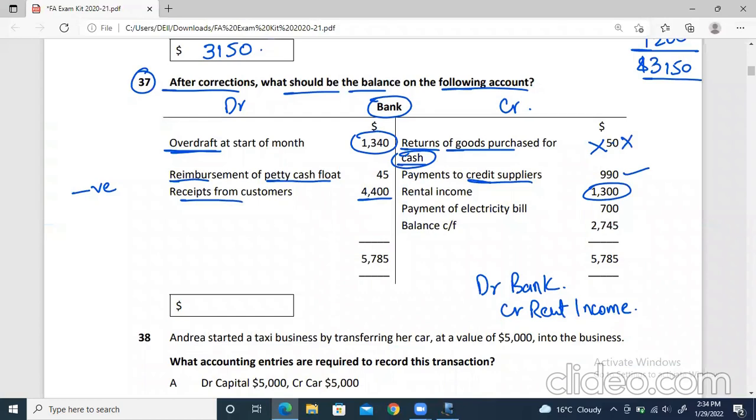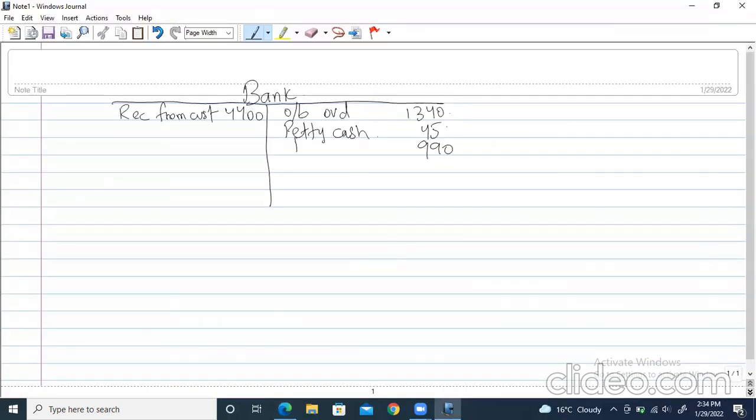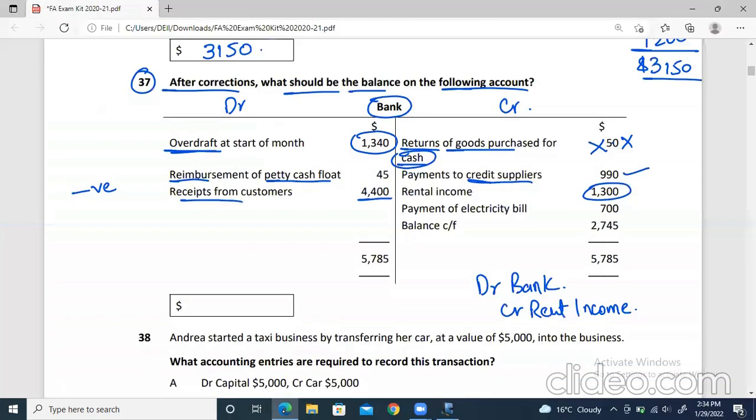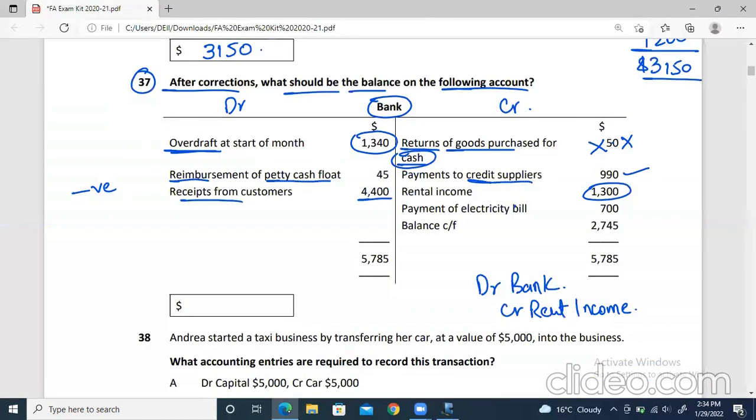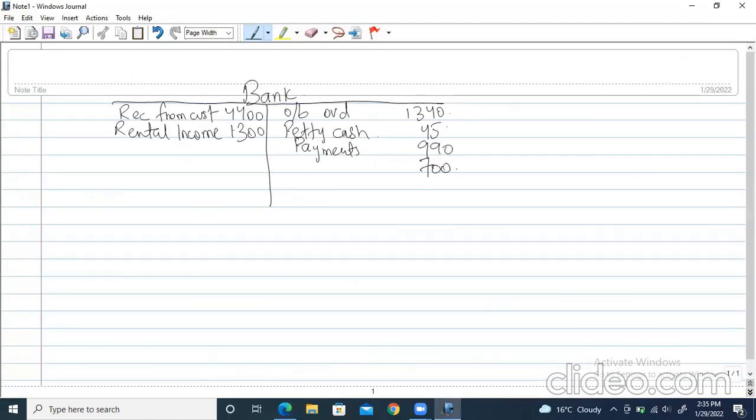Okay. Now let's look at these sides. We have to ignore this balance because this does not belong in the bank side. Payments to credit suppliers, it's written correctly. So 990. Payments, right? Okay. Rental income is also written on the wrong side. So 1,300 will be written on the correct side. Rental income. Okay. And after that, payment of electricity bill, that is 700. So again, this is a payment. That means bank is reducing, right? So 700 will be electric bill.